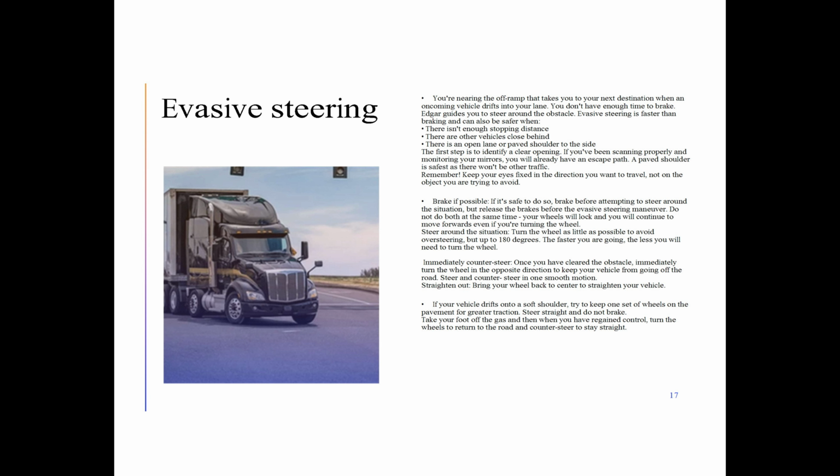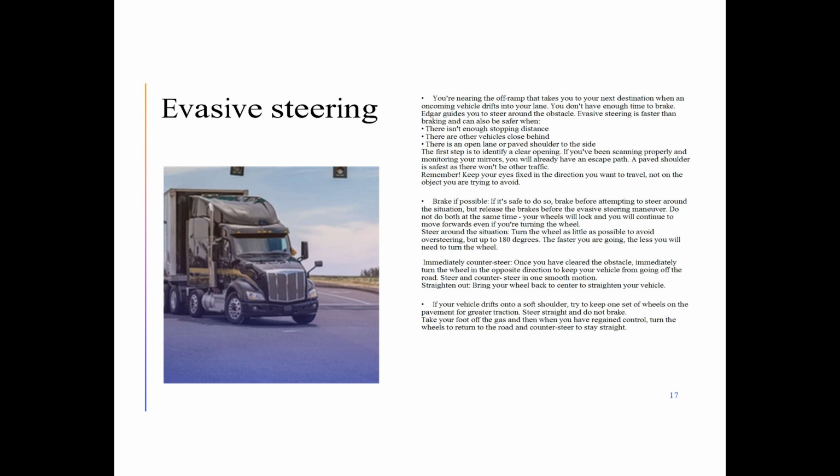Evasive steering is faster than braking and can also be safer when there isn't enough stopping distance. There are other vehicles close behind. There is an open lane or paved shoulder to the side. The first step is to identify a clear opening. If you've been scanning properly and monitoring your mirrors, you will already have an escape path. A paved shoulder is safest as there won't be other traffic. Remember, keep your eyes fixed in the direction you want to travel, not on the object you are trying to avoid. Brake if possible.